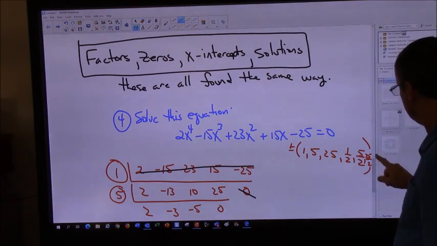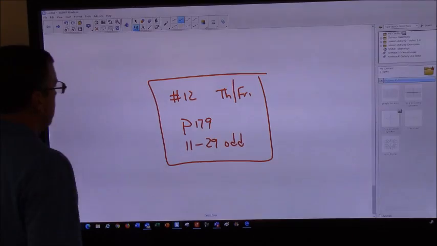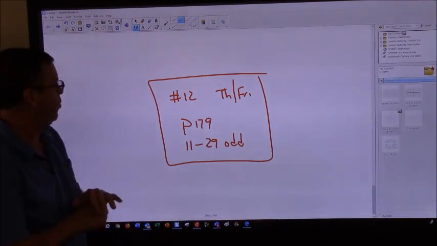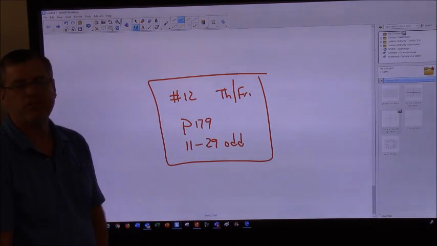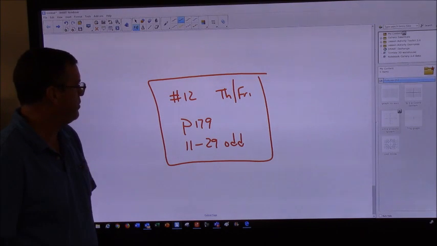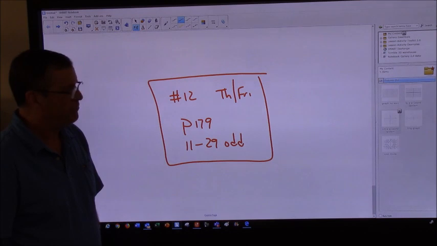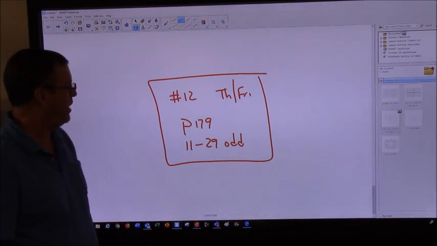All right, let me get you guys a homework assignment. Here's our work for today. It's assignment number 12. This is our Thursday, Friday assignment, depending on which class you're in. Page 179, we're going to do 11 to 29 odd. That's all I have for today.